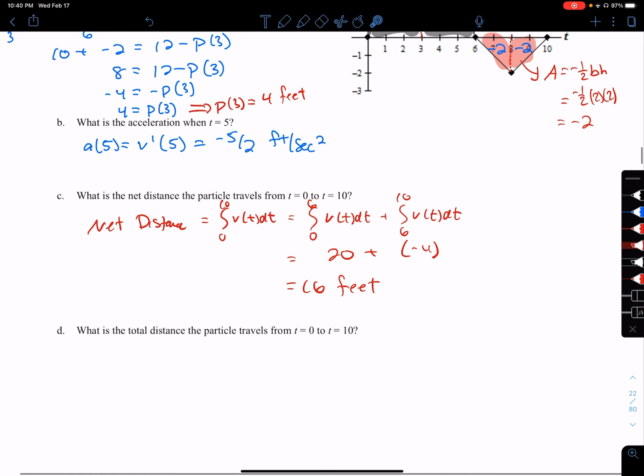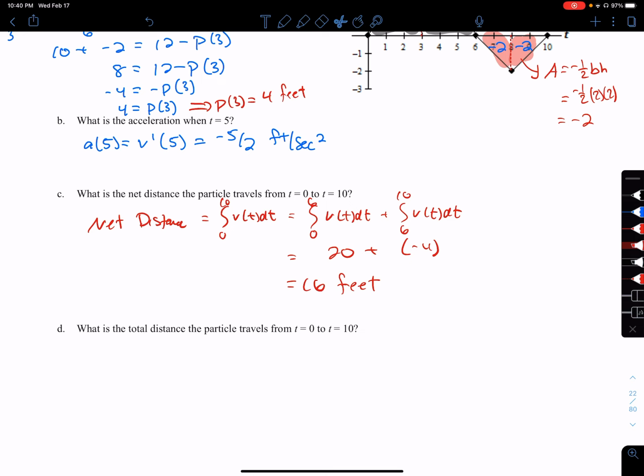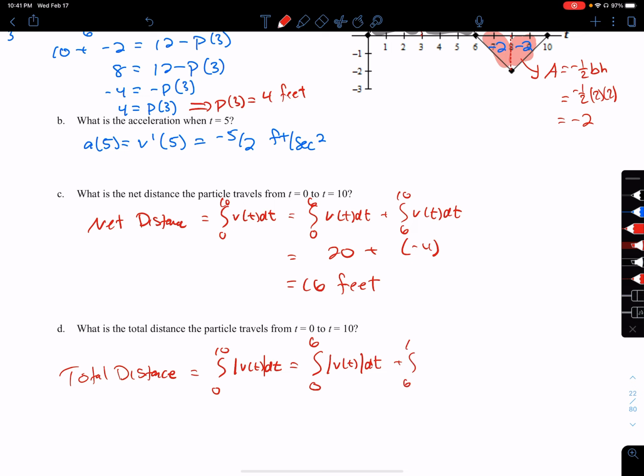What's the total distance the particle travels? Well, the total distance is basically what I just did with some absolute value bars. So integrating from 0 to 10, the absolute value of the velocity, which basically means we ignore things that were negative. We don't ignore them entirely, we ignore the negative sign. So from 0 to 6, the absolute value of the velocity, and then from 6 to 10, the absolute value of the velocity function's antiderivative as well.